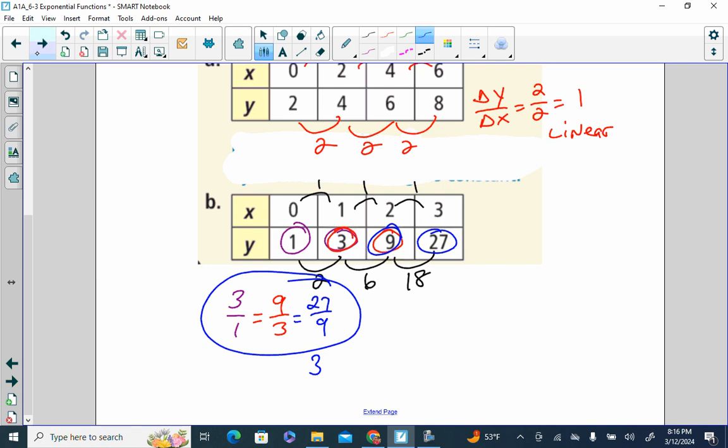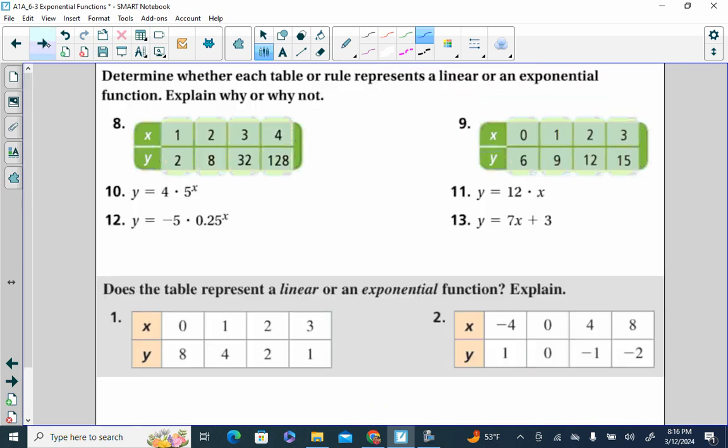function. We continue. So we want to determine whether each table or rule represents a linear or an exponential function. Explain why or why not. All right. So let's look at our first example here, problem 8. Look at these differences. From 2 to 8, that's a difference of 6. From 8 to 32, that's a difference of 24. And from 32 to 128, that's a difference of 96.